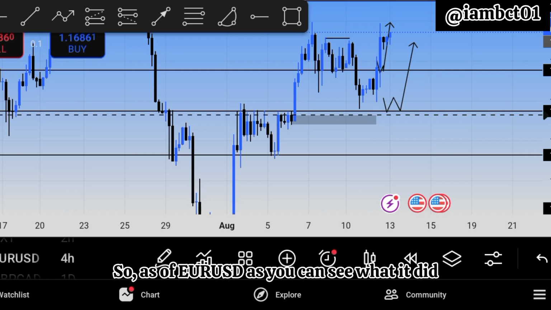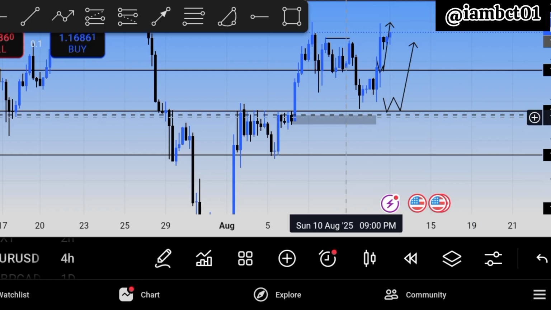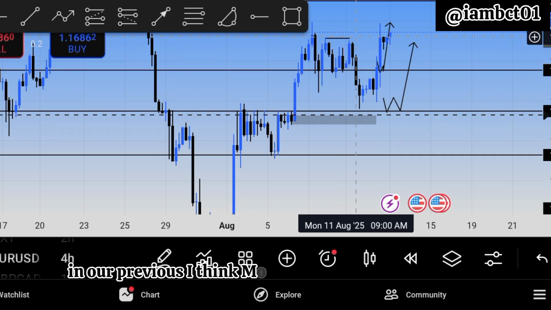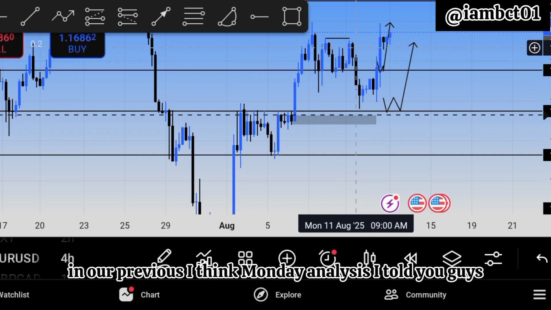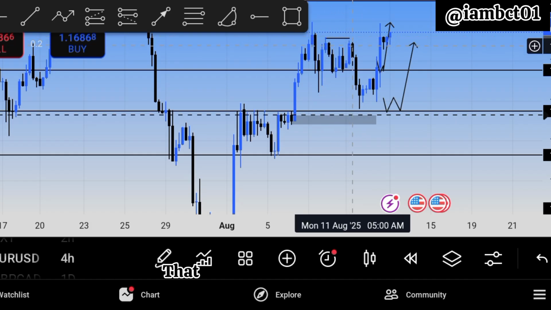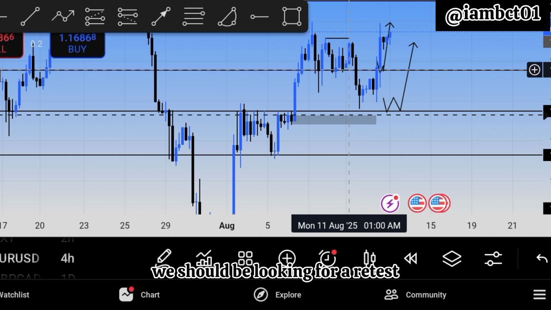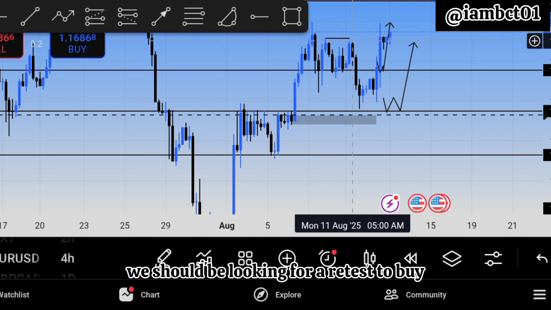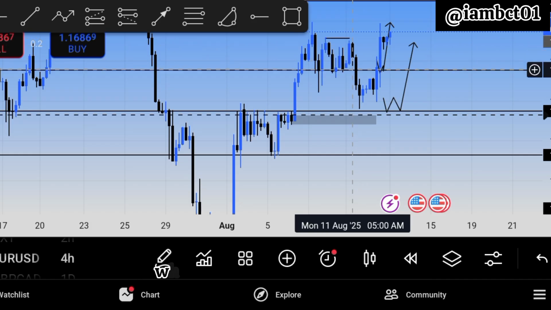As for EUR/USD, as you can see what it did, it came here and it perfectly snubbed my entry. In our previous Monday analysis, I told you guys that I'm expecting price to break this place. If price breaks this place and closes full body on 4-hour, we should be looking for a retest to buy when it comes back to this zone.